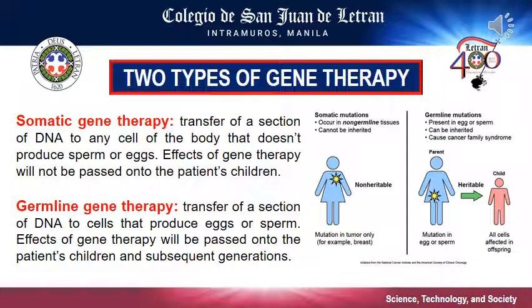Let's now move on to the two types of gene therapy. Virtually all cells in the human body contain genes, making them potential targets for gene therapy. However, these cells can be divided into two major categories: somatic cells, most cells of the body, and cells of the germline, eggs or sperm. In theory, it is possible to transform either somatic cells or germ cells.